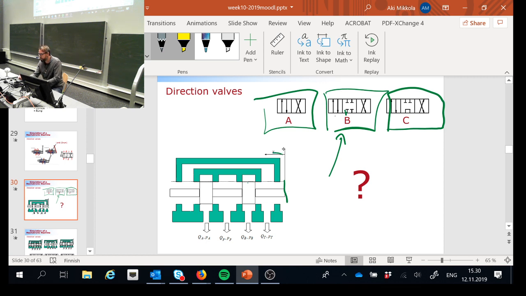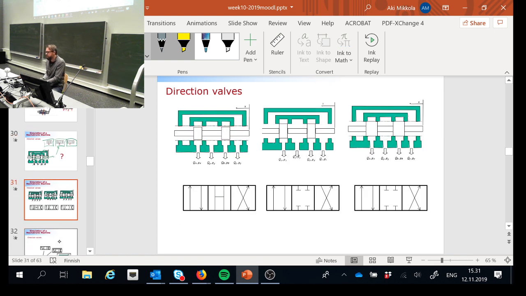If I'm pushing my spool to the positive X direction, that means that B will be connected to tank and the pressure will be connected to A. And if I move my spool to the negative X direction, then the pressure will be connected to B, and then A will be connected to tank. Clear? Okay.